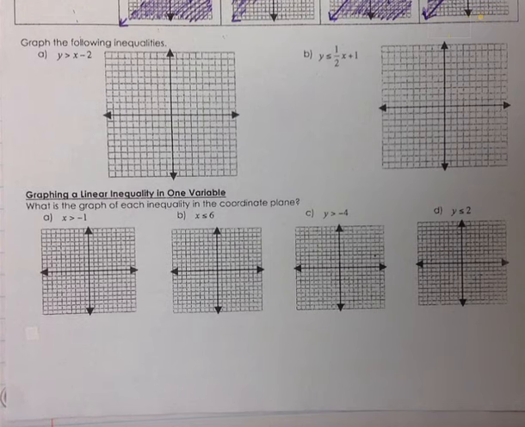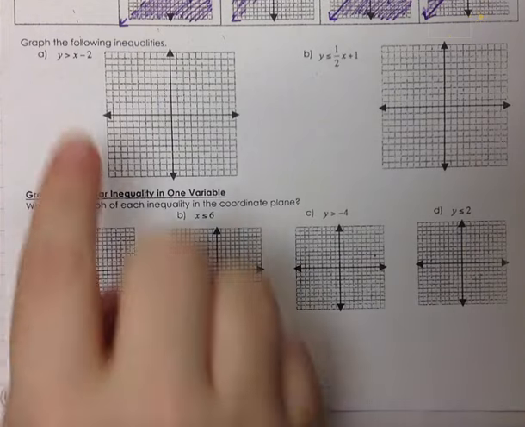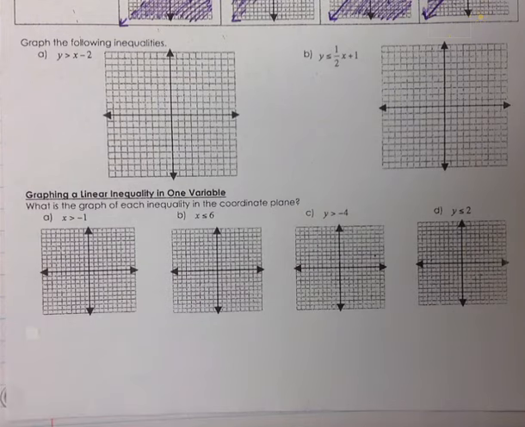This video is on systems of linear inequalities. We're going to be doing some examples of graphing the inequalities and shading. So our first example says that y is greater than x minus 2. This is already in slope-intercept form, so we can easily graph this.